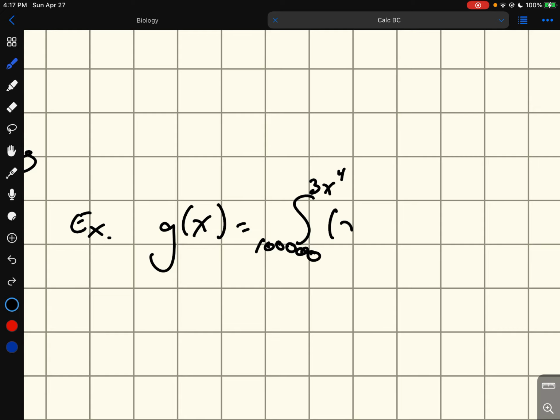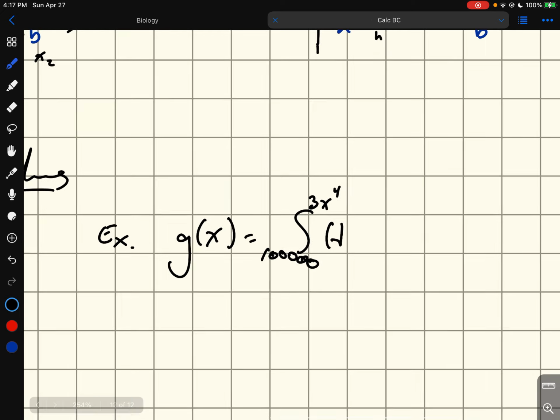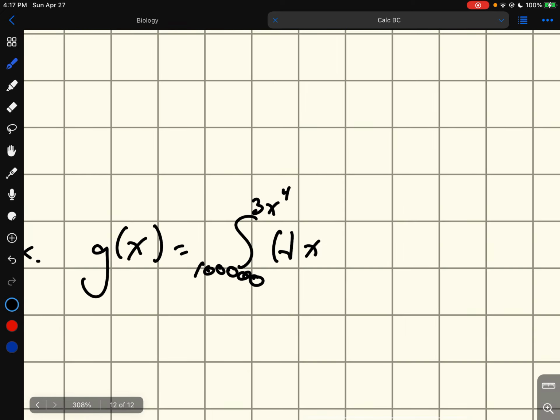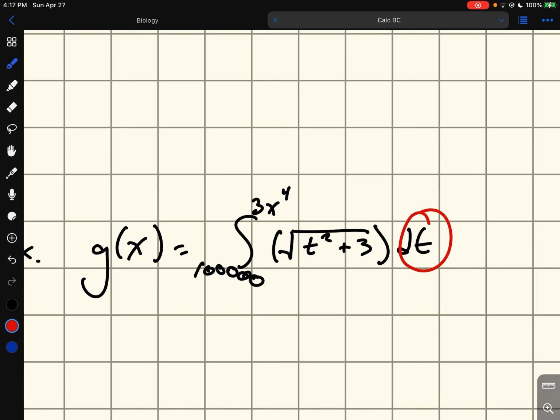Square root of x squared. No, it has to be a different variable from x. So t squared plus 3 dt. This variable, these t's, they're dummy variables. They don't do anything.